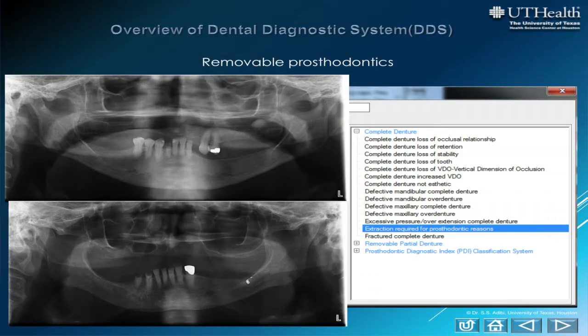Removable prosthodontics is divided into complete denture and removable partial denture. The case presented here is a common example of dentition where the prognosis of maintaining remaining teeth is poor, and at best unfavorable, due to several medical and dental conditions and patient preferences. Therefore, when patients select to receive extractions due to prosthodontic requirement, it would be appropriate to select the extraction required for prosthodontic reasons.